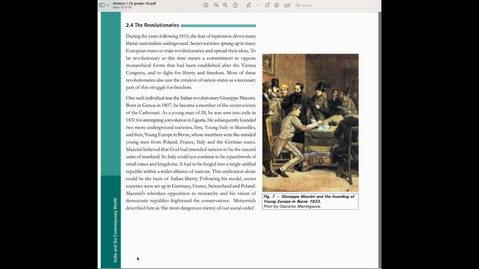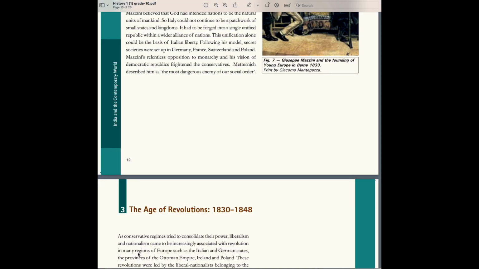Secret societies were set up in Germany, France, Switzerland, and Poland. Mazzini's relentless opposition to monarchy and his vision of democratic republics frightened the conservatives. Metternich described him as the most dangerous enemy of our social order.